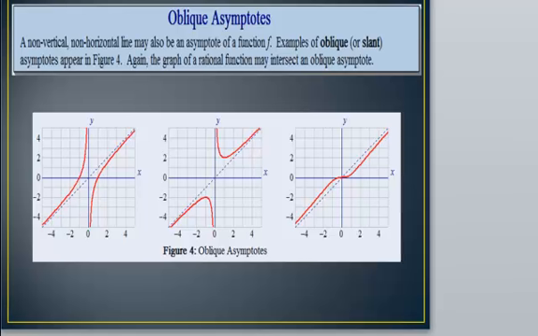Oblique asymptotes are just asymptotes that work like horizontal and vertical asymptotes, except they're not horizontal or vertical. They are slanted in some way. These are examples of oblique asymptotes.